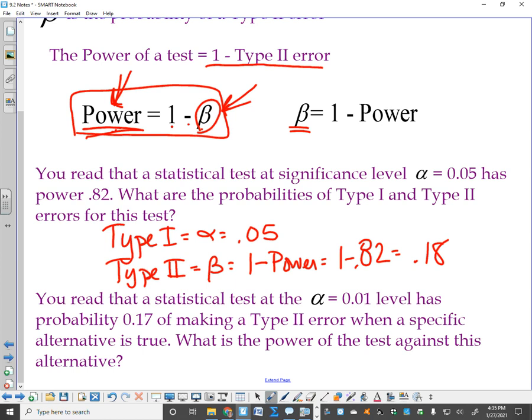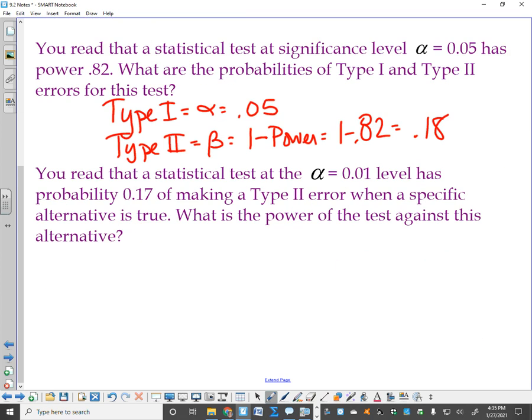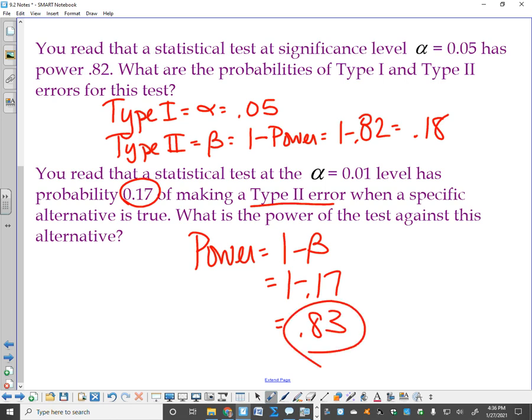You read that a statistical test at the 1% significance level has a probability of 0.17 of making a type 2 error when a specific alternative is true. What is the power of this test? Well, power is 1 minus beta. Beta is the probability of making a type 2 error. That is 0.17. So the power is 1 minus 0.17, which is 0.83. So the power is 83%.